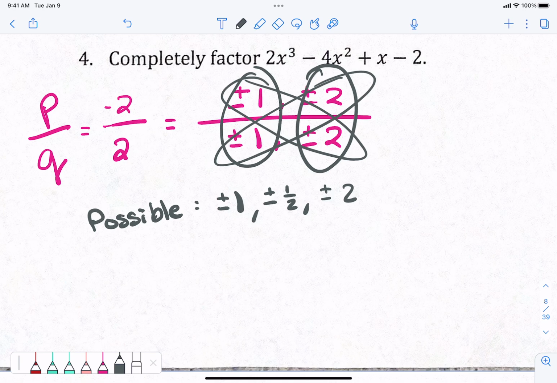Are we doing good so far? Any questions thus far? How we do P over Q? Now, how do we find which ones actually work? We plug them in. And what are we looking for?